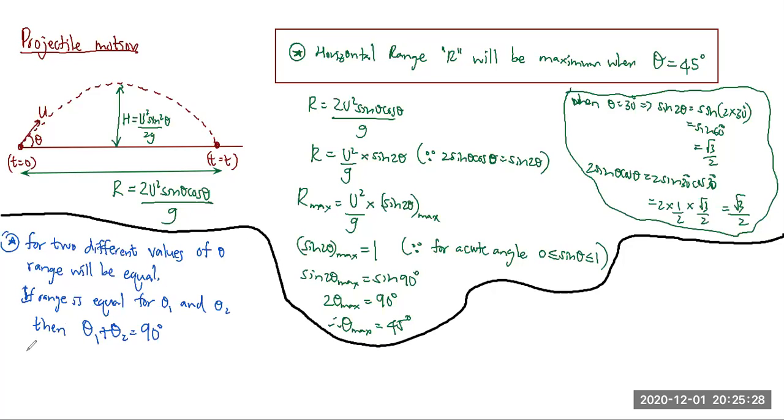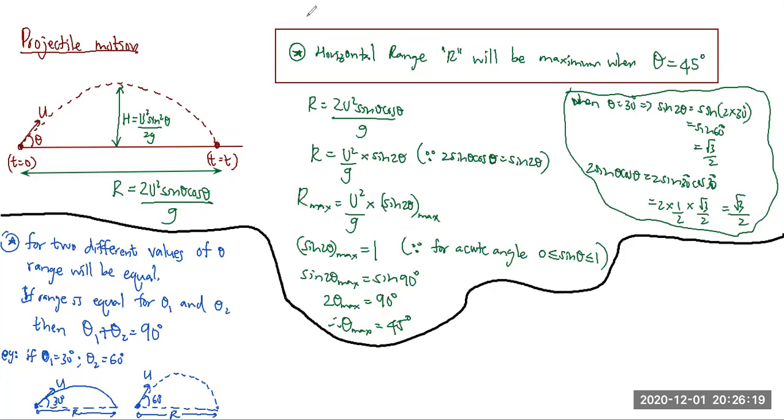So what I'm trying to say is this: for example, if theta 1 is equal to 30, what is theta 2, guys? What is theta 2 then? It is going to be 60. So if you throw an object at velocity u and at an angle of 30, and the range is r, and you throw the same object at the same initial velocity u, but now at an angle of inclination 60, for that also range will be r. That's what I'm trying to say. Okay, that is one example.